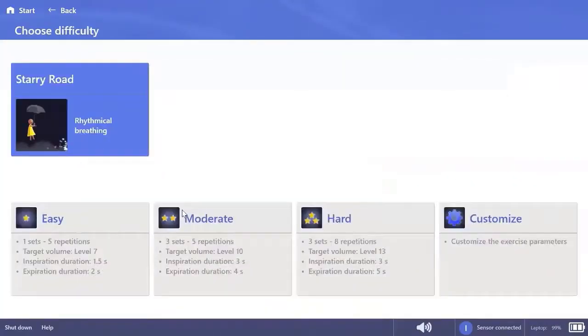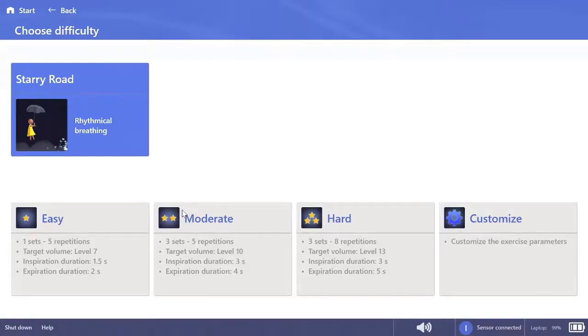I'm going to take us to Starry Road now. For this particular exercise, it is very unique in the fact that it combines both inhalation and exhalation for our rhythmical breathing. As the patient breathes in, the figurine in the picture is going to move up this Starry Road path, and as they breathe out, she's going to move down.